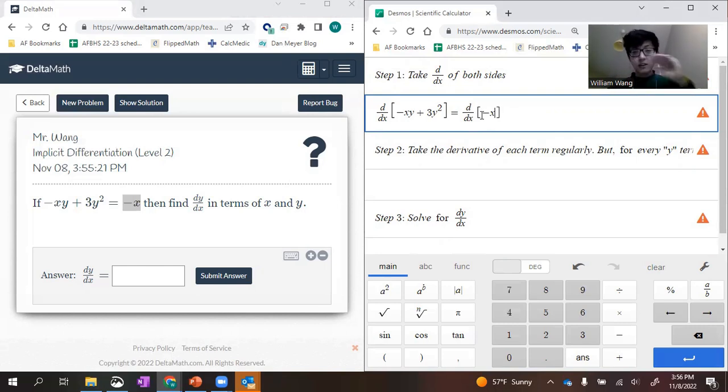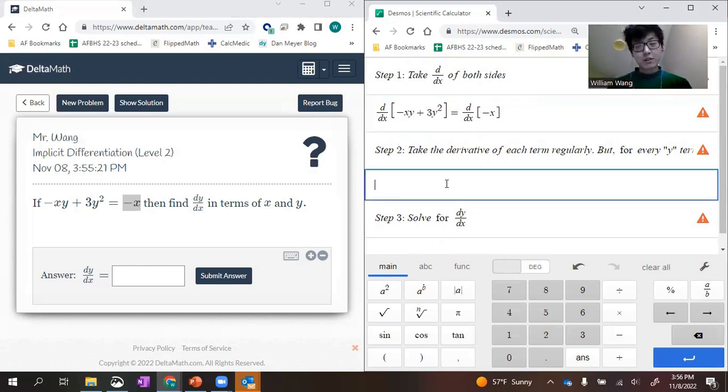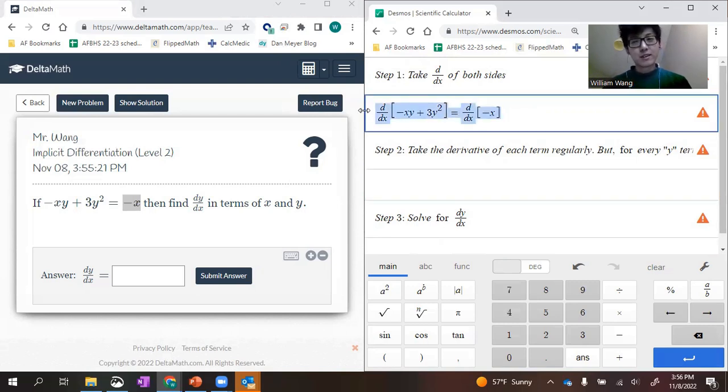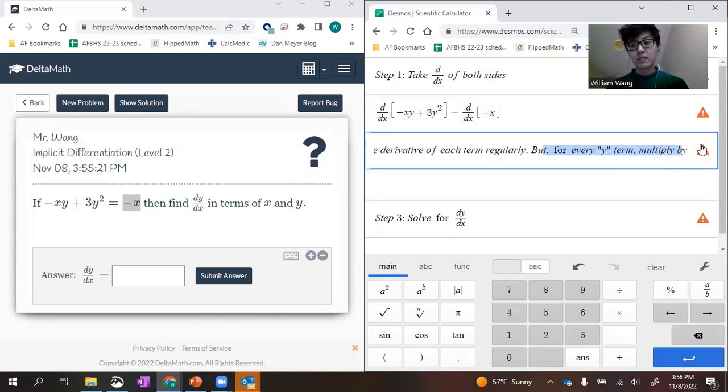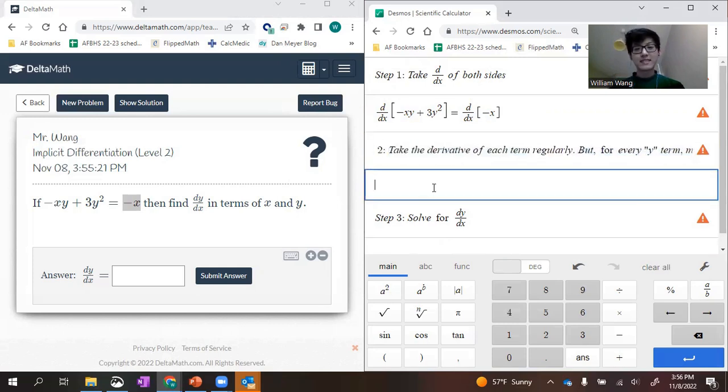Okay. Here's where it gets challenging, step two. So step one is super easy no matter what the problem is. Step two is going to take a lot more work. Okay, take the derivative of each term regularly, but for every y term, multiply by dy over dx. All right, let's take the derivative of each term regularly.